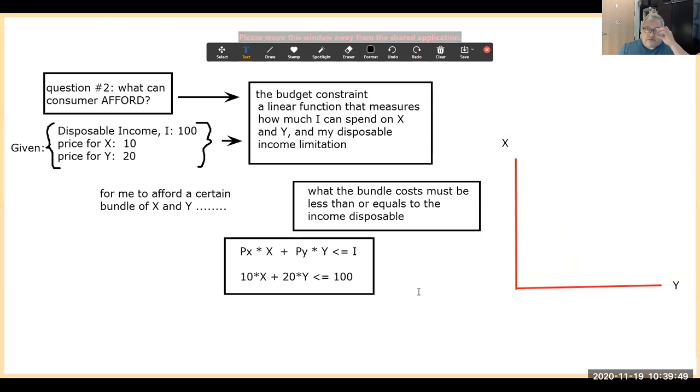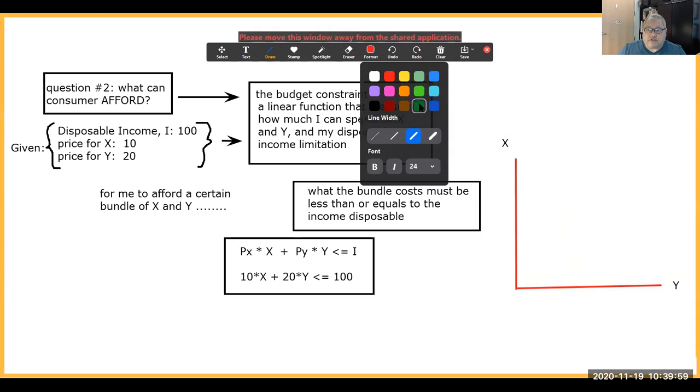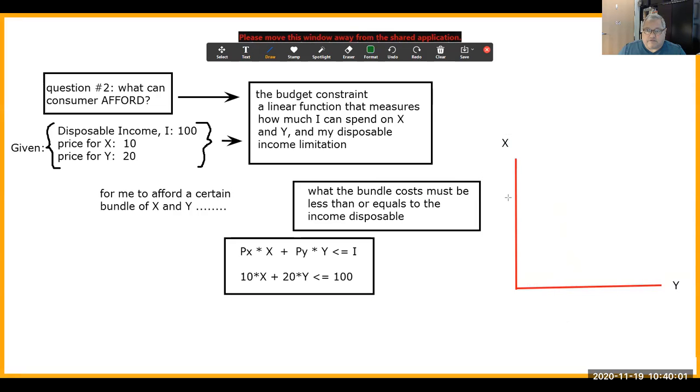And then I'm going to draw a line that cuts into both axes. And this line is going to be called the budget constraint. And I'll draw it in green, the color of money, so to speak. And I'll notice that the most I can buy of X is 10 units, and the most I can buy of Y is 5 units.